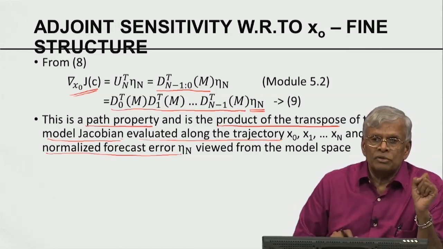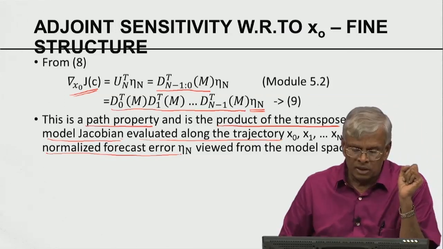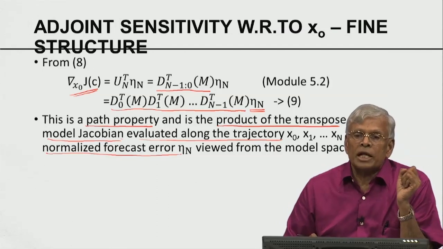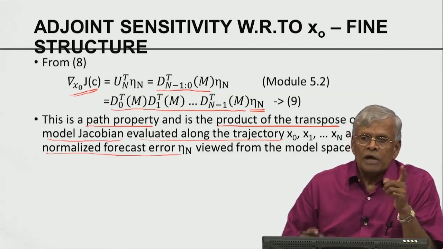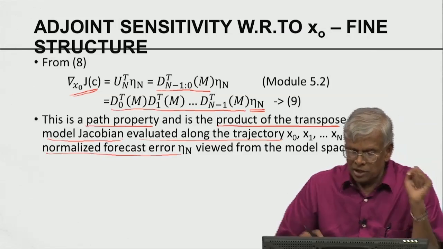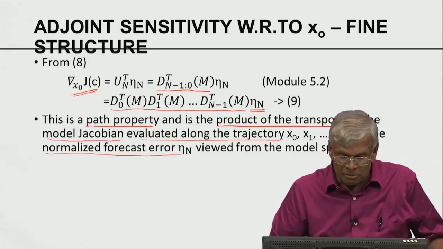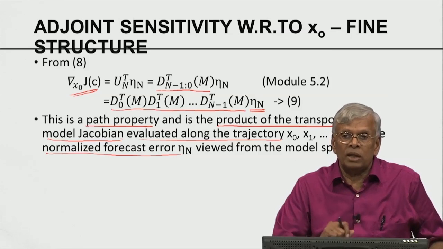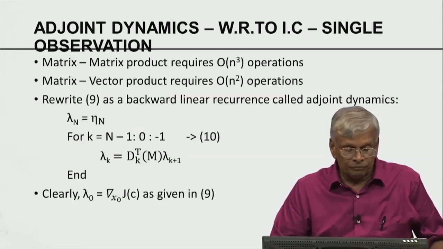of the adjoint sensitivity. So the left hand side is the adjoint sensitivity, and the right hand side is an expression for the forward sensitivity. We are able to relate the forward sensitivity and the adjoint sensitivity using this relation in 9. So that's an important connection between 4DVAR and FSM.